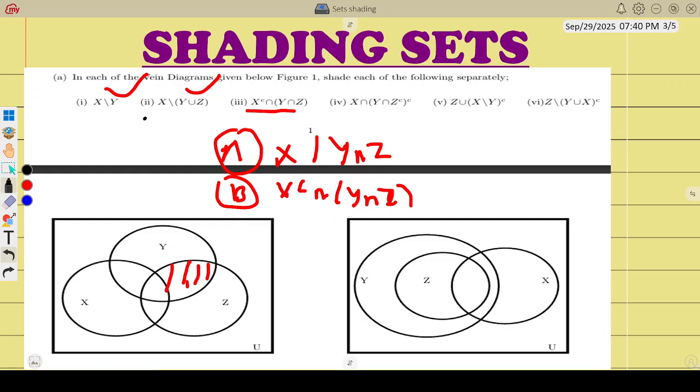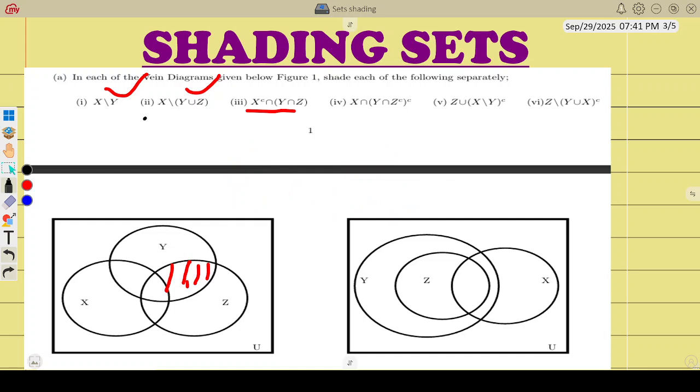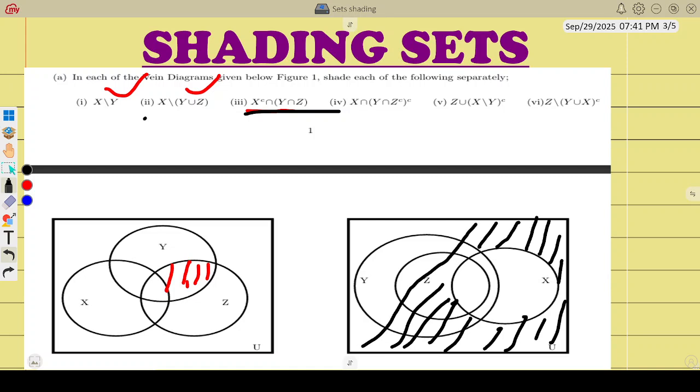So for you to know which one is the answer between this and this, you have to start shading them one by one. You shade this, you see if you're going to get that. You also try the other one. So let's quickly shade this in here. X complement, what's outside of x is that. So this is what is outside of x. So this is our x. Outside of x. So you can see inside of x we do not shade.